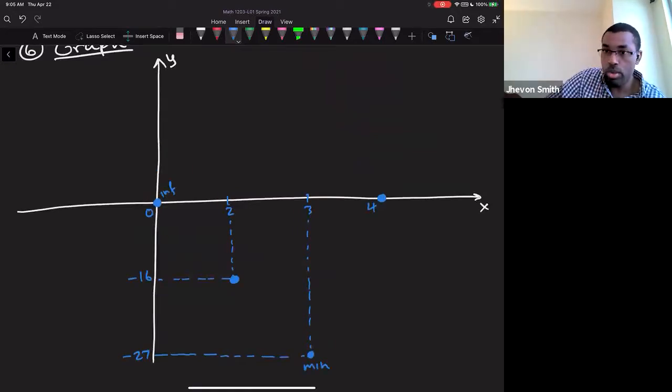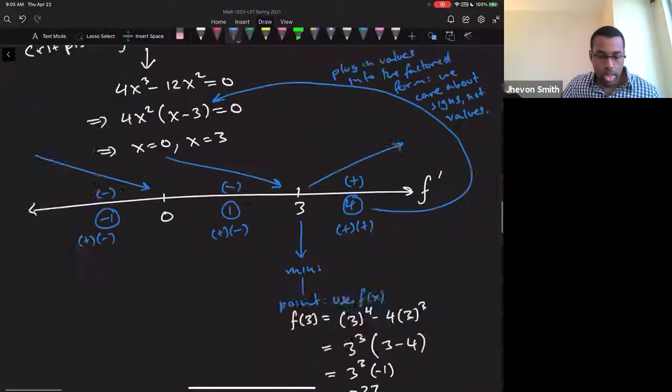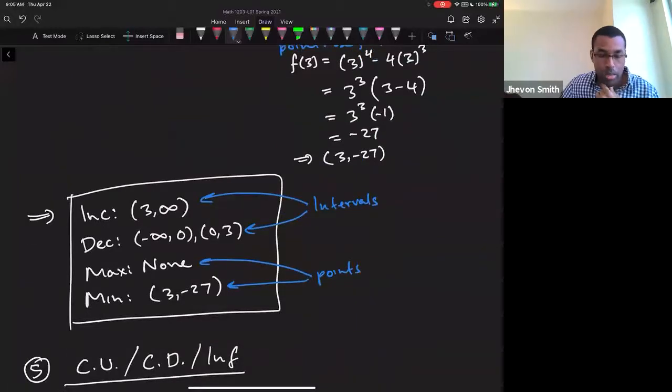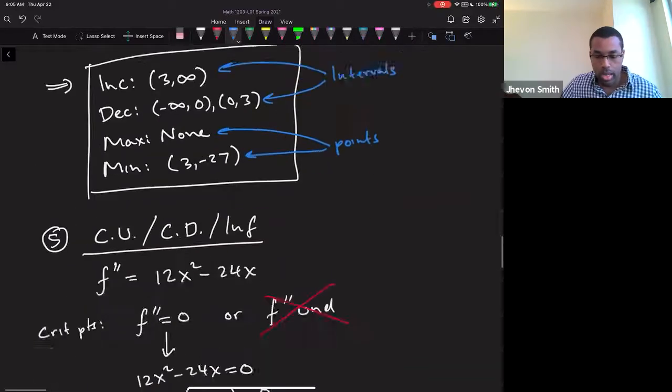The second thing we would do is put in asymptotes, but we don't have any, so I'm going to skip that. The third thing we're going to want to put in is our intervals. So the intervals are the intervals of increase, decreasing, maximums, and minimums. So we're increasing from 3 to infinity. We're decreasing from negative infinity to 0 and 0 to 3.